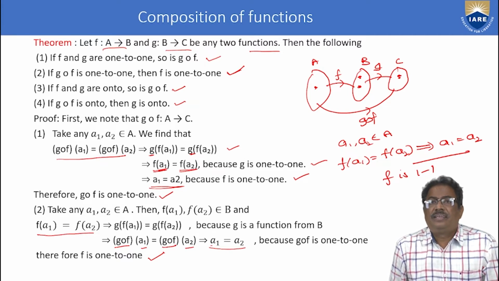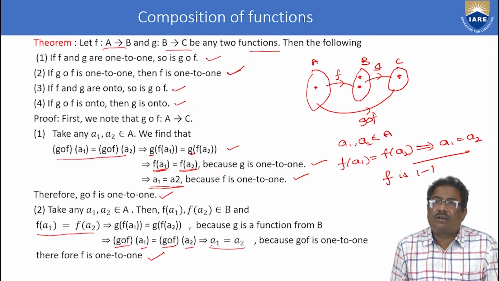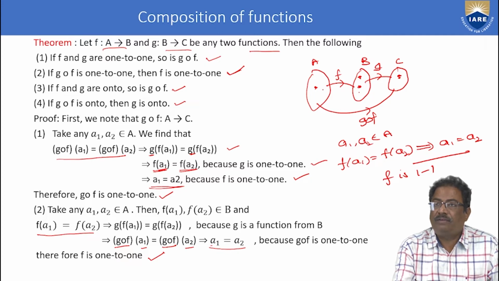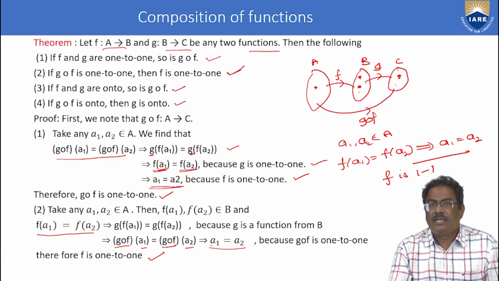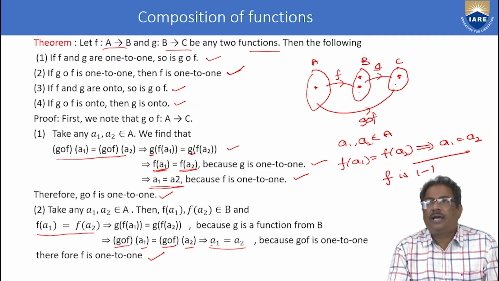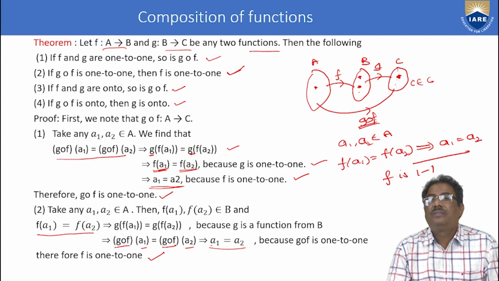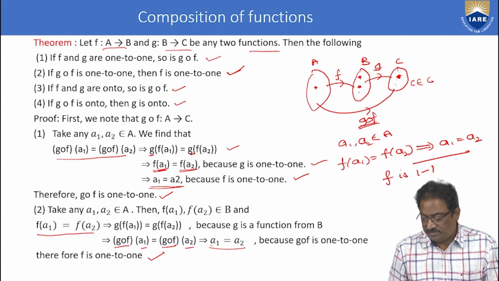Now the third one is, if f and g are onto, then g of f is also onto. So f and g both are onto functions. That means for each and every element here under f there is a pre-image, and here if I consider every element under g, it is having a pre-image. Now we have to prove that under g of f, if I consider any element, let us say small c belongs to C, then if it is having a pre-image under g of f, then we can say that this is onto.